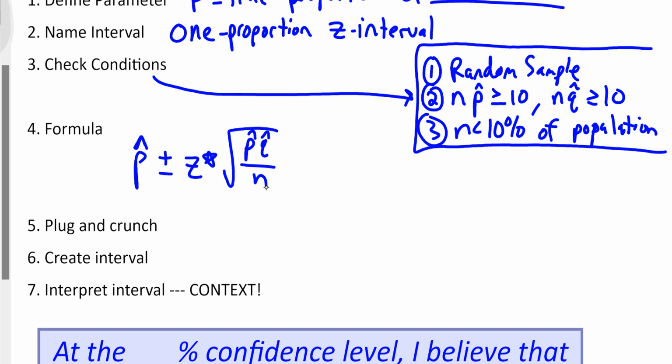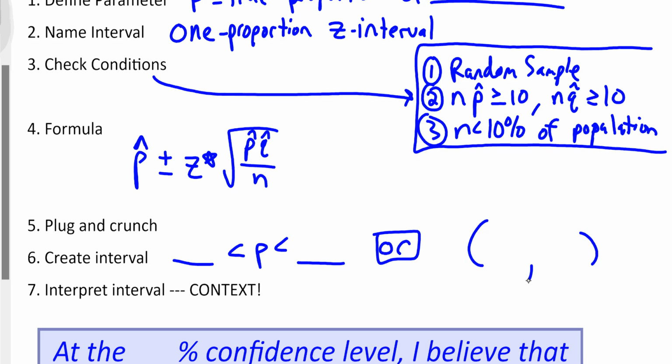Step 5, plug the numbers in, crunch your values, and create your interval in step 6. Typically your interval, I will write it like blank, less than p, because p is what we're trying to estimate, which is less than blank. That's the lower and upper bounds of our interval. You could also do it as our two bounds, our lower and upper bound in interval notation.